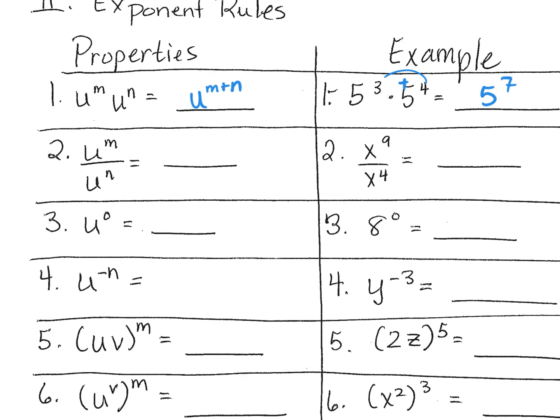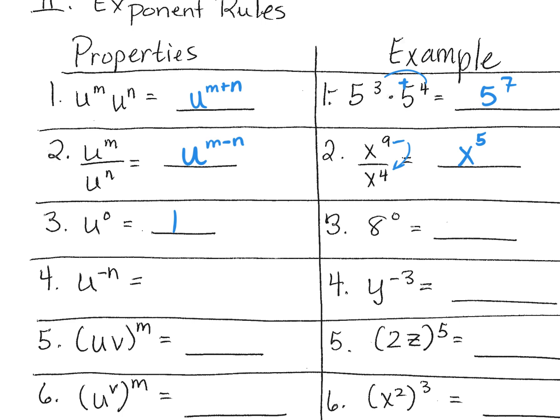Now, if multiplying means we add, then let's use our reasoning sense and tell me what the rule is if we're dividing. Subtract. So my rule would be u to the what? M minus n. Right? So x to the 9th divided by x to the 4th would be x to the what? Yes, 9 minus 4 is 5. All right. Anything to the 0 power. Thank you. Don't say 0. Somebody always goes 0. It's 1. Right?